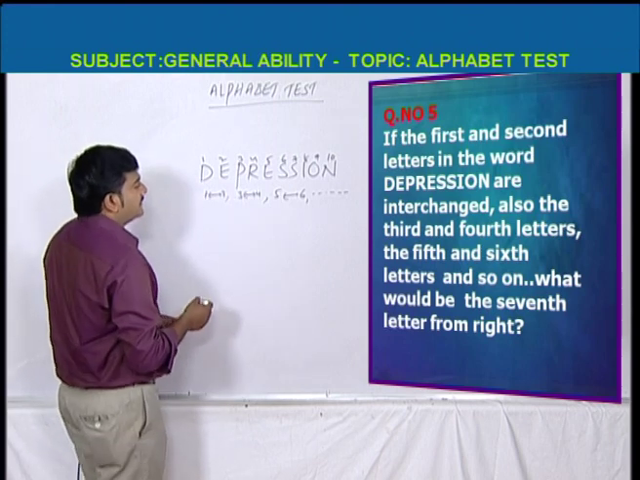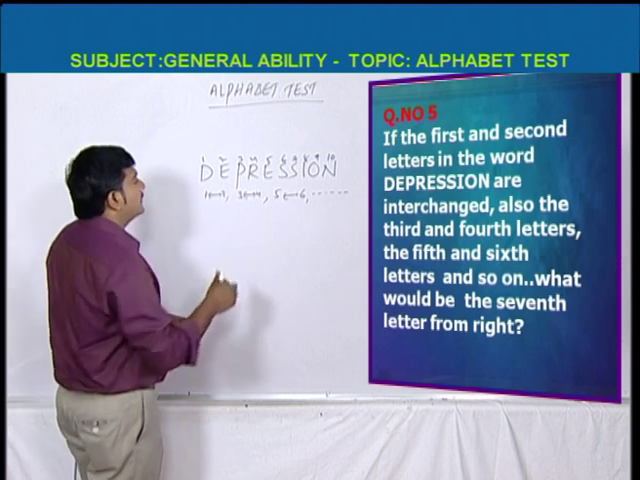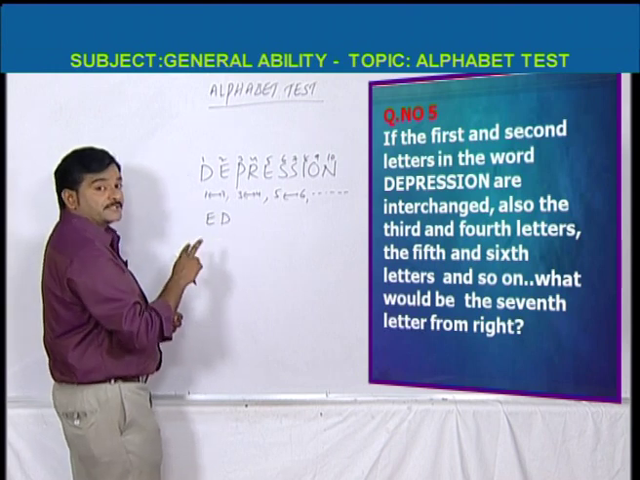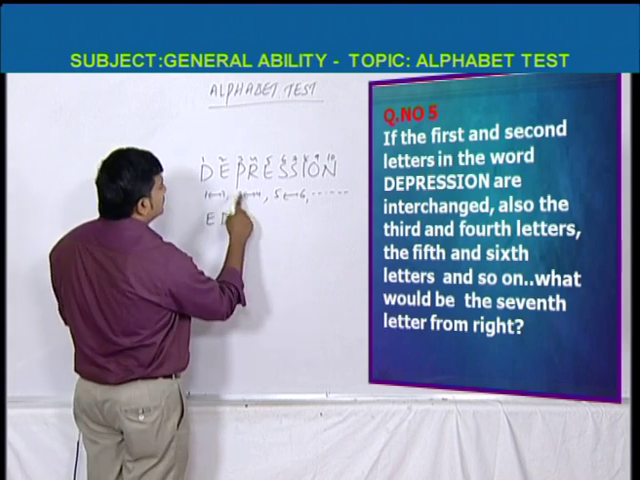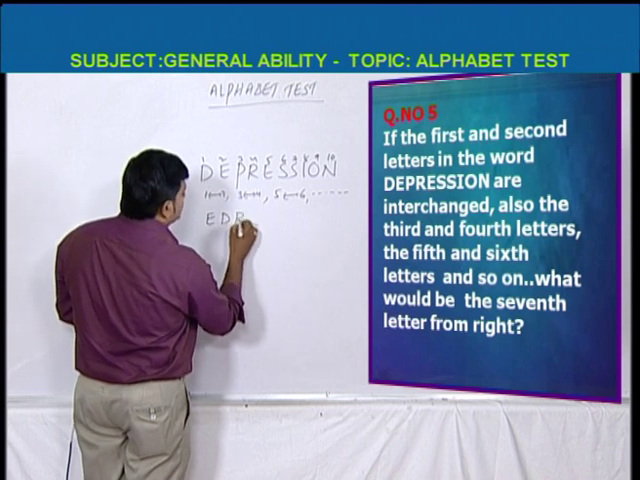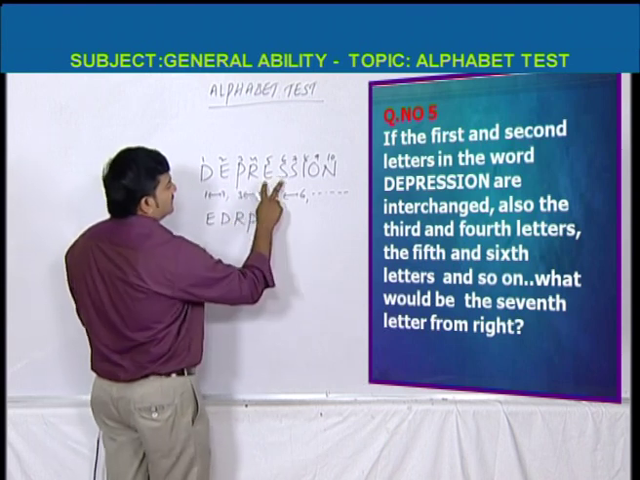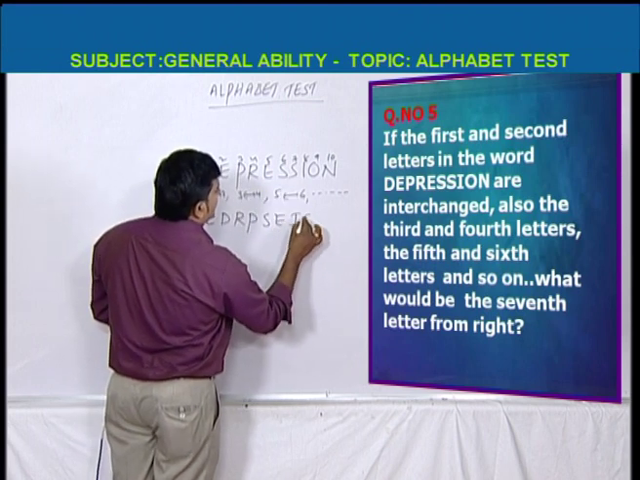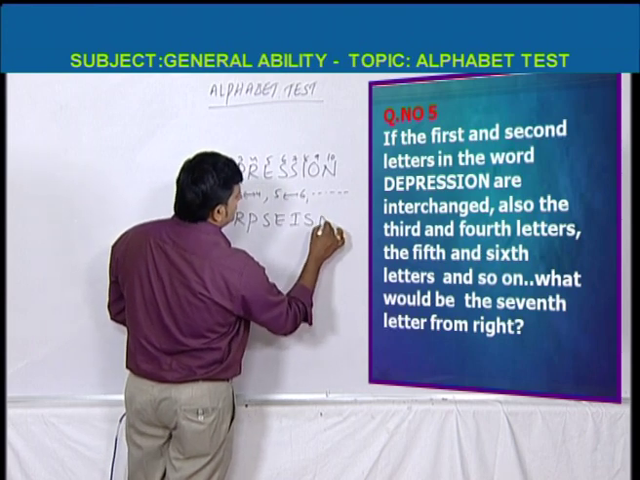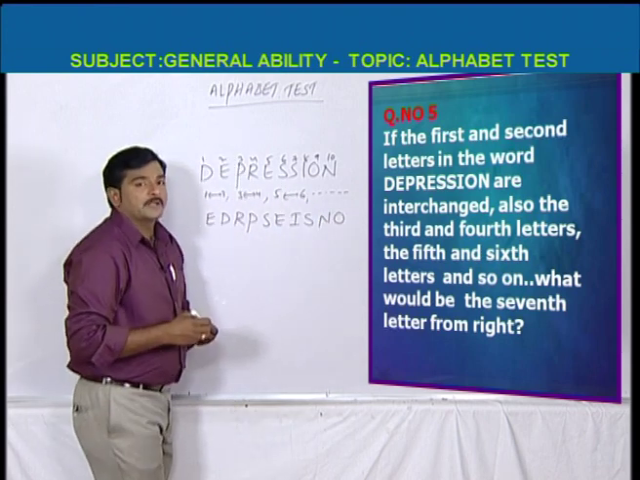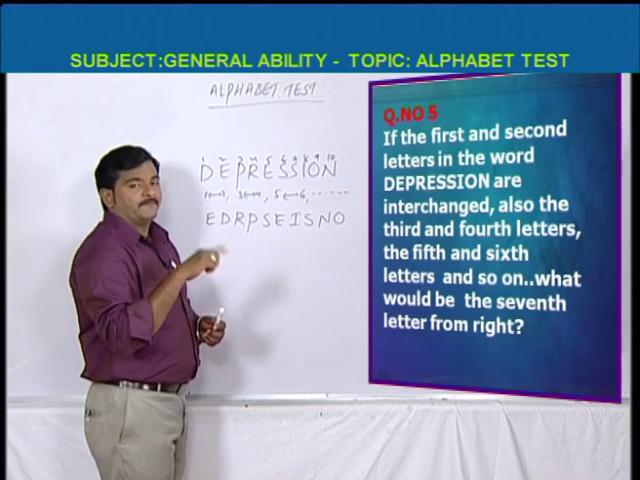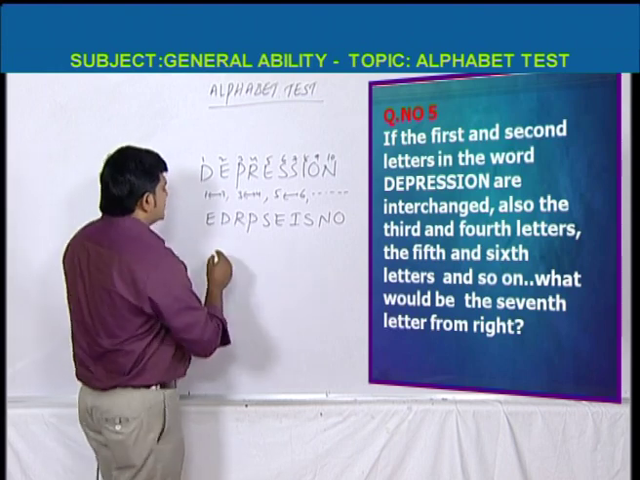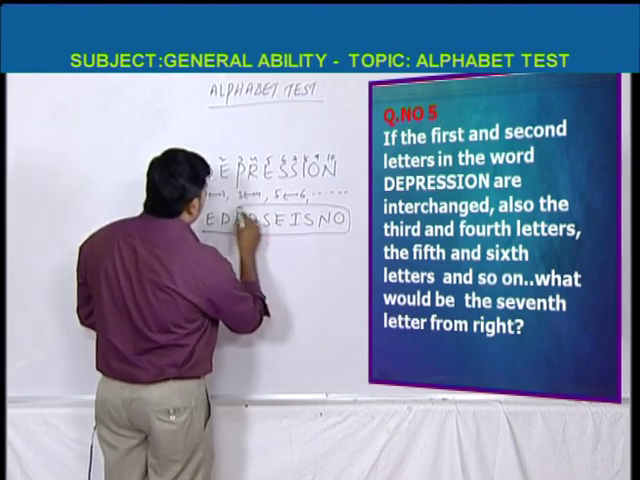So we'll interchange the given letters in the word accordingly. DE you have to write as ED, because he asked to interchange every two letters: 1 2 as 2 1, 3 4 as 4 3. So PR you will get RP. Similarly ES means SE, SI means IS, ON means NO, and so on. He interchanged first and second, third and fourth, fifth and sixth, and so on. So this is the new word after interchange.